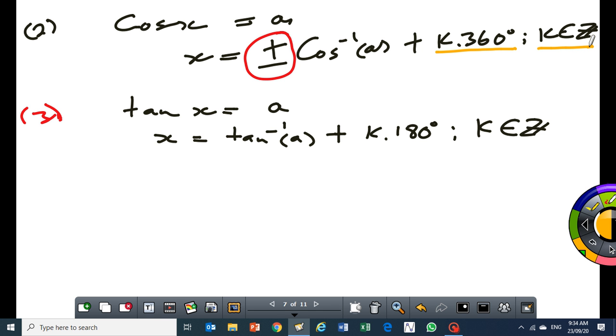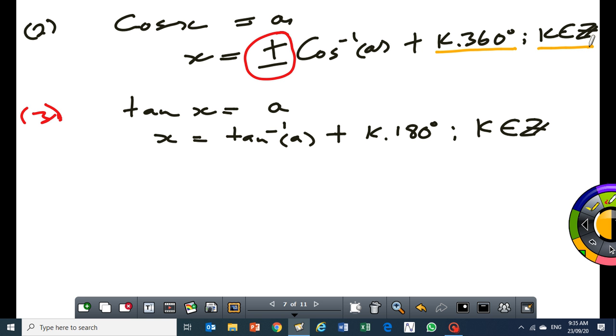Okay? Then for tan, it only has one general solution. The reason is that an angle in the first quadrant, when it's positive, has a corresponding one in the third quadrant. So if you know the acute angle in the first quadrant and want the one in the third quadrant, you just add 180. Also, if you know a negative angle in the second quadrant and want the one in the fourth quadrant, you just add what? 180. That's why it's like that.